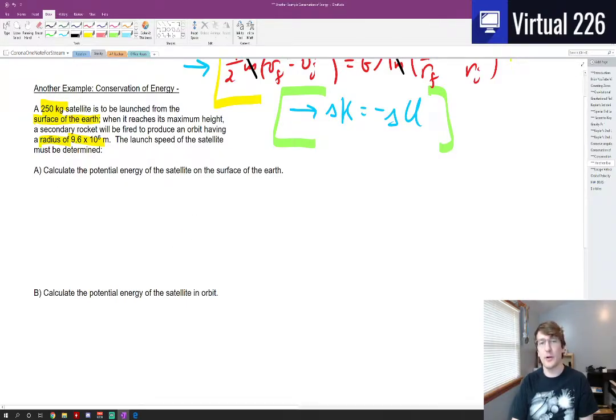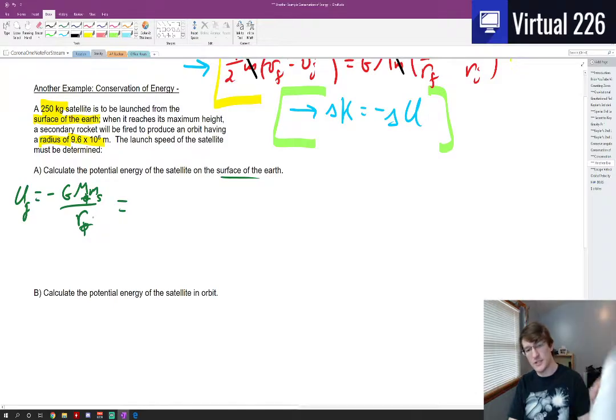Okay, so for part A, we're going to calculate the potential energy of the satellite on the surface of the Earth. If we remember, gravitational potential energy is negative GMm over R for whatever our position is. Since we're at the surface of the Earth, that's just going to be the radius of the Earth. This is going to be the mass of the Earth, and this is going to be the mass of the satellite.